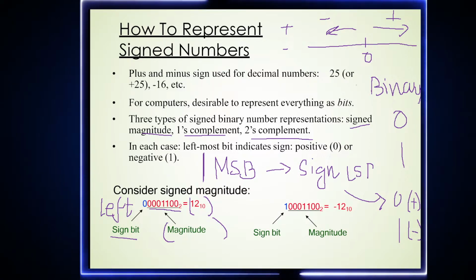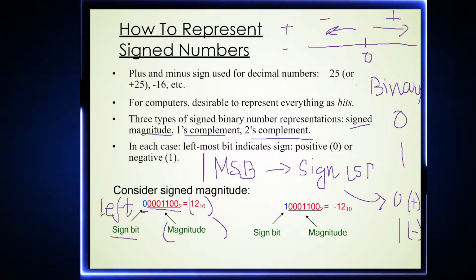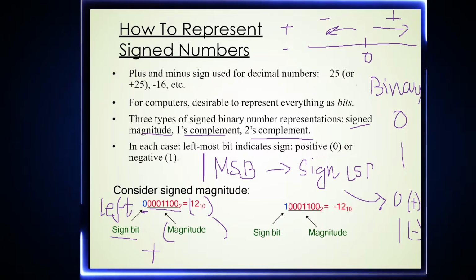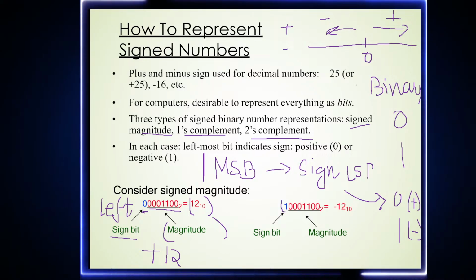So over here it is 0. Over here, see, the left bit is 0. So the decimal value of this binary number is plus 12. Okay. Now in this case over here, look at the second example.